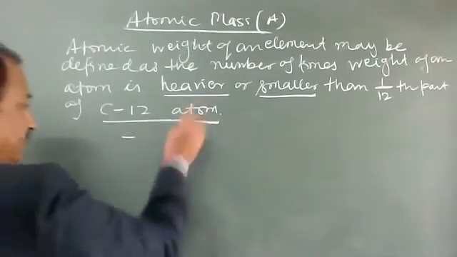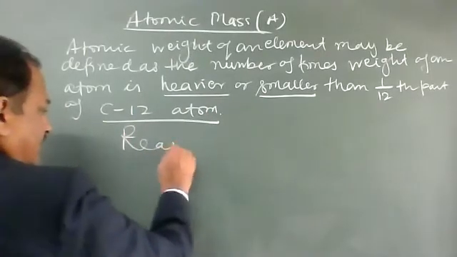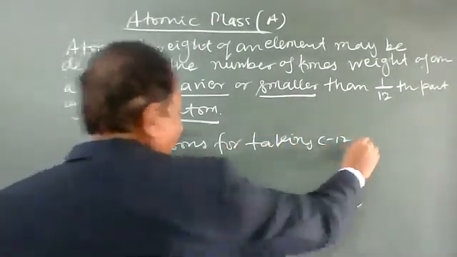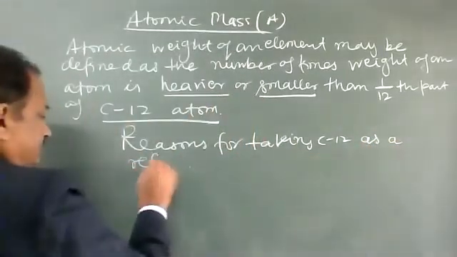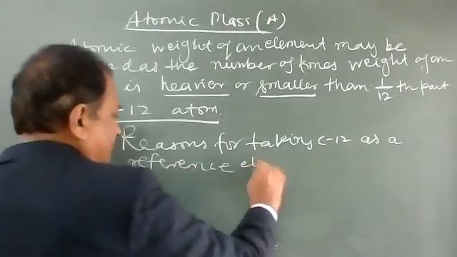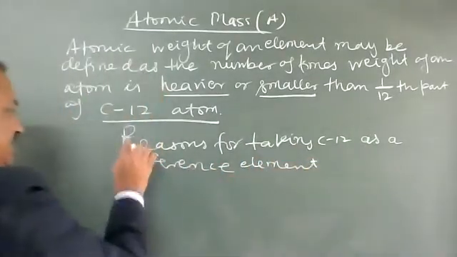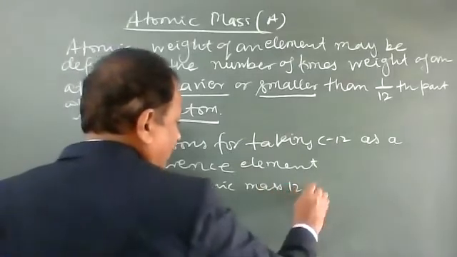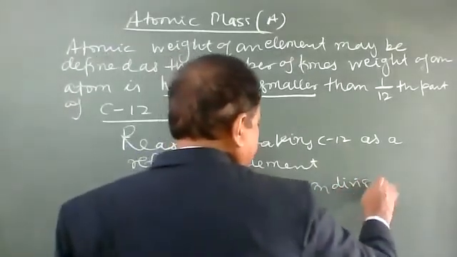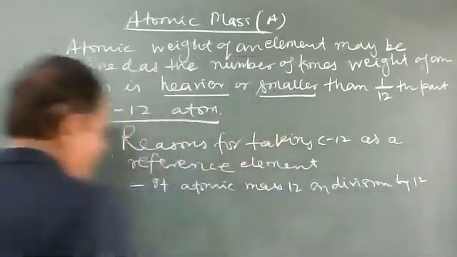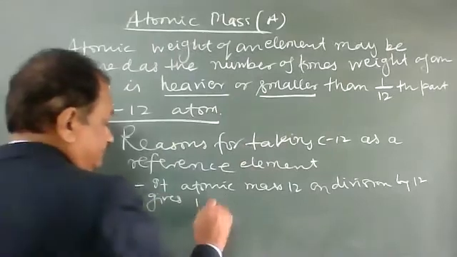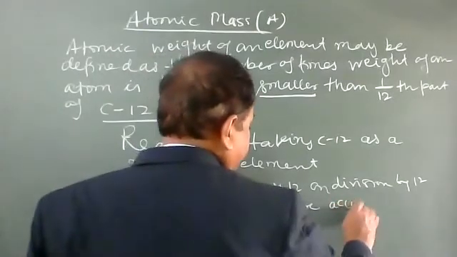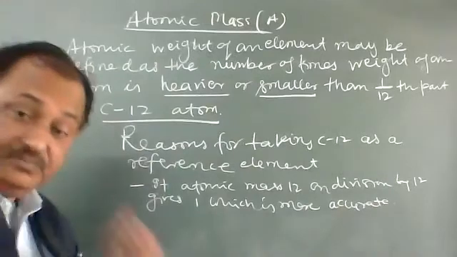Now, what are the points in favor? So the first point in favor of carbon, the reason for taking carbon 12 as a reference element: its atomic mass is 12, and division by 12 gives one, which is more accurate. This is one point.